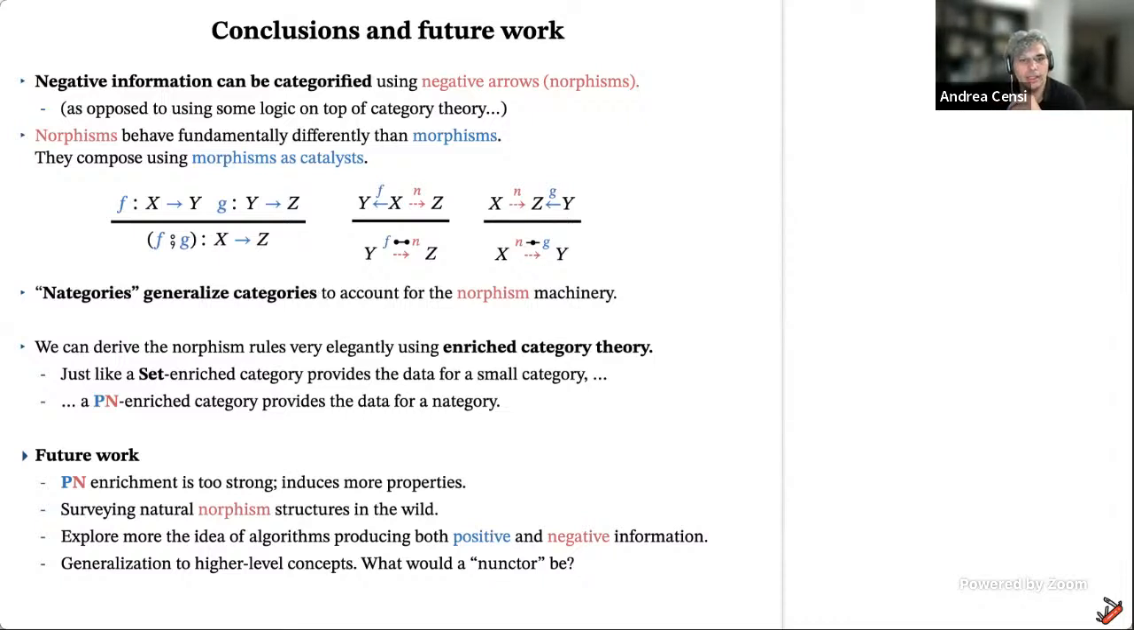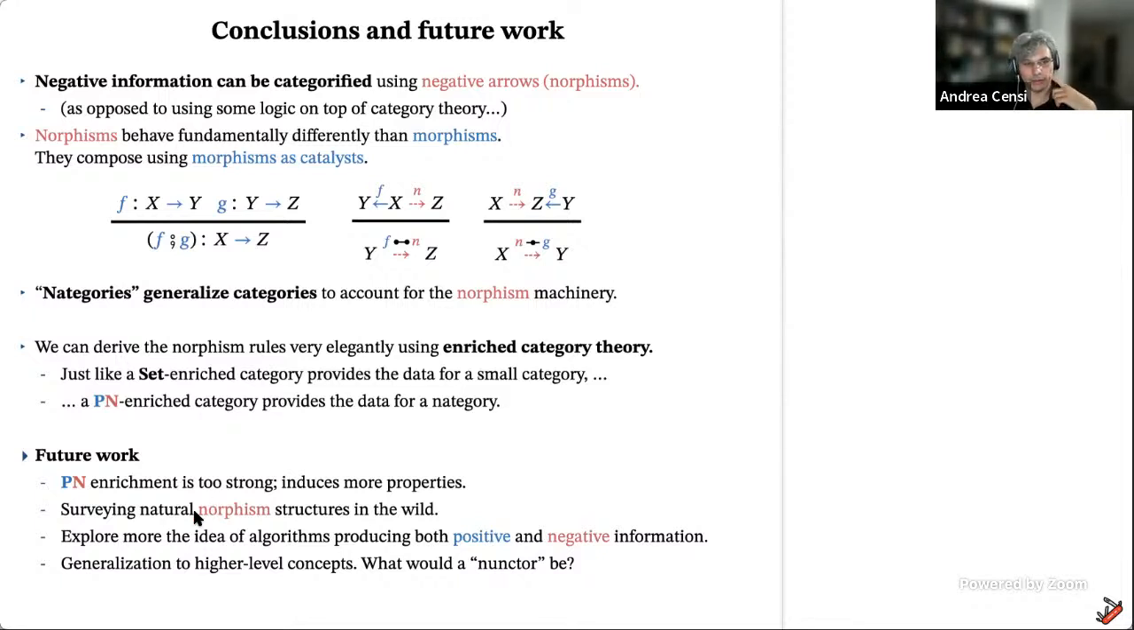And what we showed is that these rules, which seem a bit arbitrary, actually can be derived from enriched category theory. Just like a certain enriched category gives a small category, a Pian-enriched category gives you a nategory. Where Pian, I remind you, is an extension of the GC construction by the Pian. So this current enrichment is actually a bit too strong, and this is more probably what we want. So this is still a work in progress.